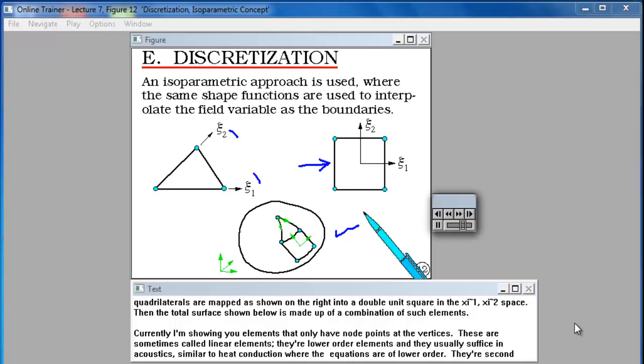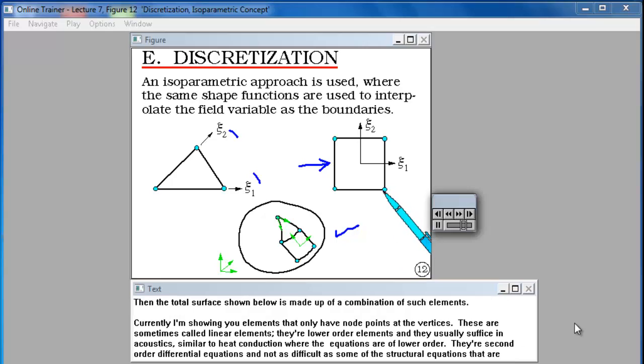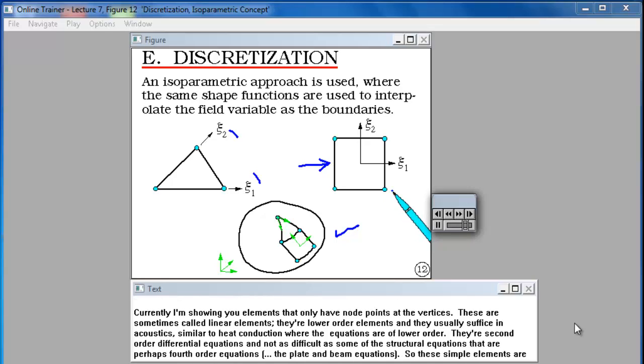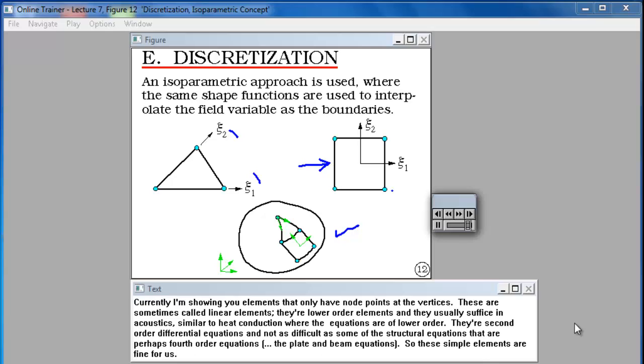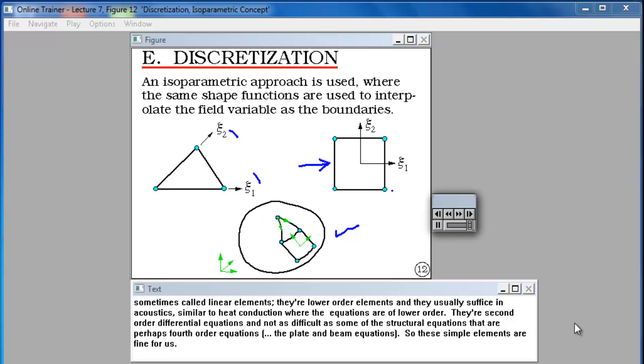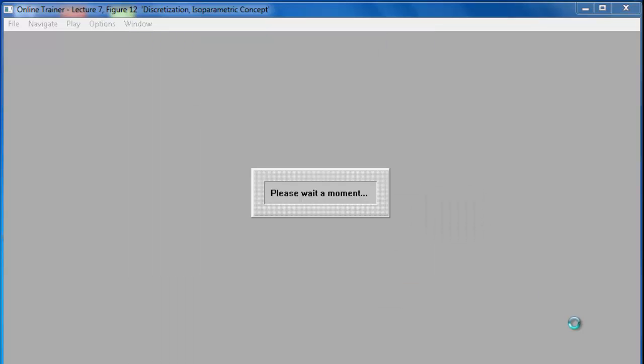Currently I'm showing you elements that only have node points at the vertices. These are sometimes called linear elements. They're lower order elements, and they usually suffice in acoustics, similar to heat conduction, where the equations are of lower order. They're second order differential equations and not as difficult as some of the structural equations that are perhaps fourth order equations in the plate and beam equations. So these simple elements are fine for us.